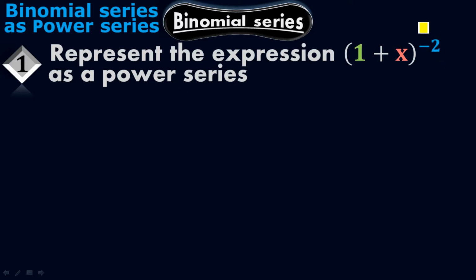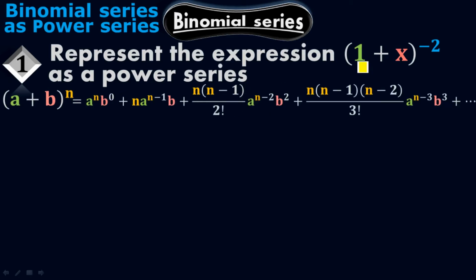So first we need to expand this binomial series. After expansion, at the end, we're going to match it with the power series to represent it as a power series. First we need to expand the series. So we're going to use the binomial theorem here. We want to expand it first with the help of the binomial theorem. So we know that the given expression is 1 plus x to the negative 2.